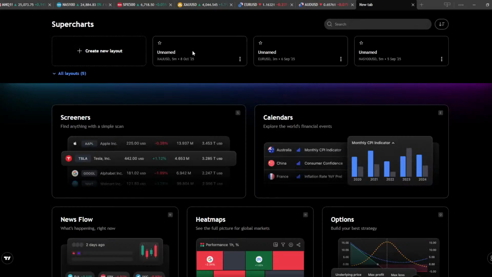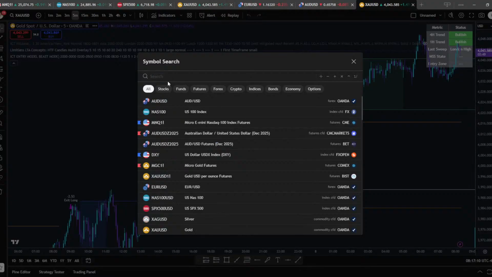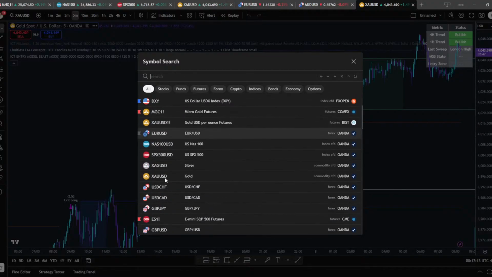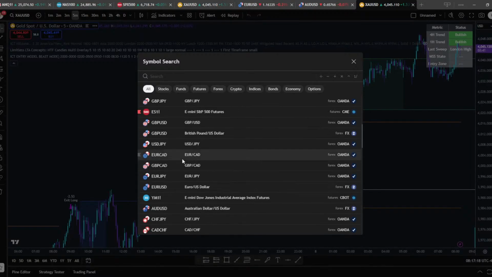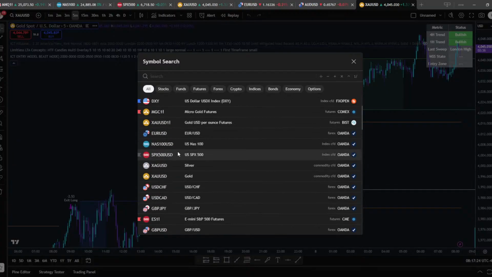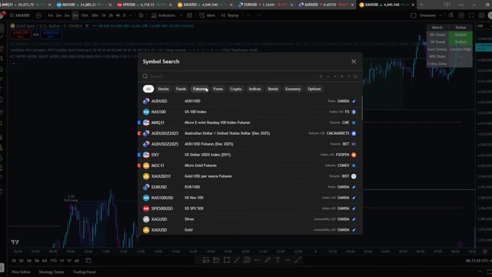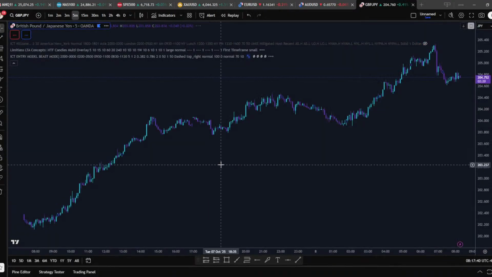Let's take another pair. Which pair can we look at? Let's get rid of this. Which ones did I look at in the past? GBP JPY. Forex. GBP JPY. This one. Okay.